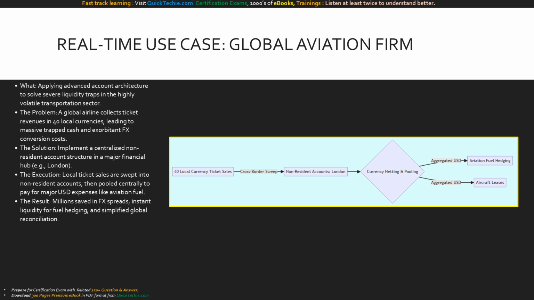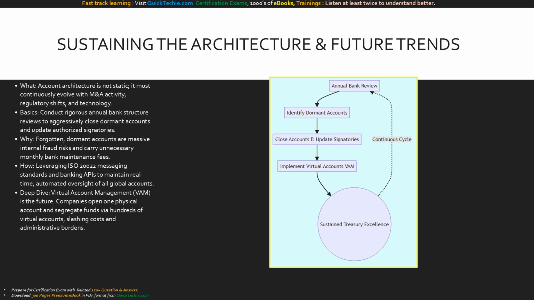This diagram proves that an elegant, centralized account architecture aligns perfectly with the physical operations and massive capital requirements of the business. We conclude by looking at how to sustain your architecture and prepare for the future. What you must realize is that account architecture is never a set-it-and-forget-it exercise. It must evolve alongside mergers, acquisitions, and regulatory shifts.